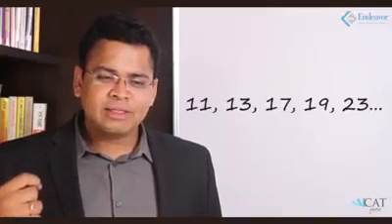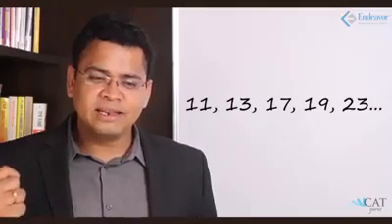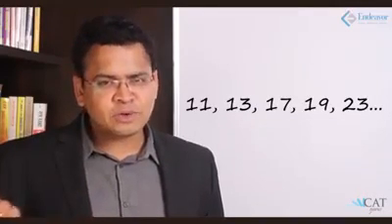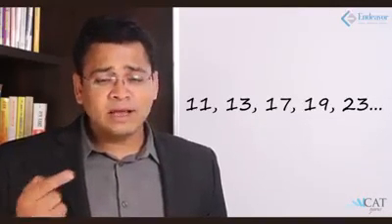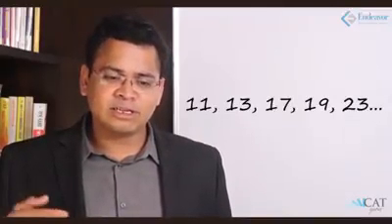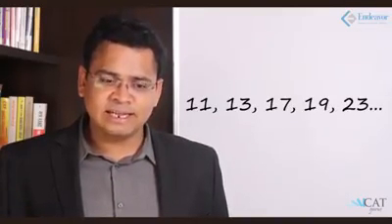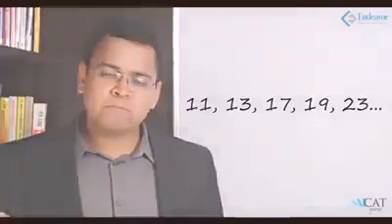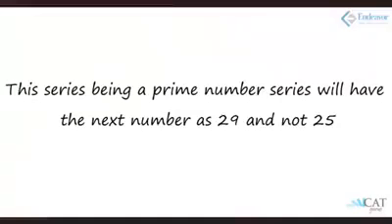The first example, if I say, is 11, 13, 17, 19, 23. It is very visible that each of these numbers is a prime number and they are going one after the other. The prime number after 11 is 13, after 13 is 17, after 17 is 19. So after 23, all we need is the next prime number, which is 29. That would be the answer.